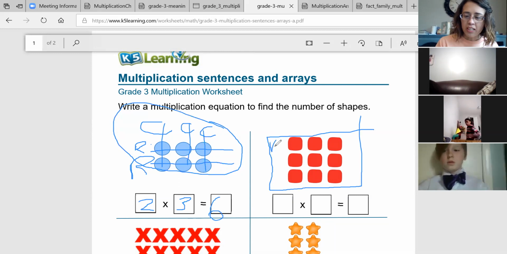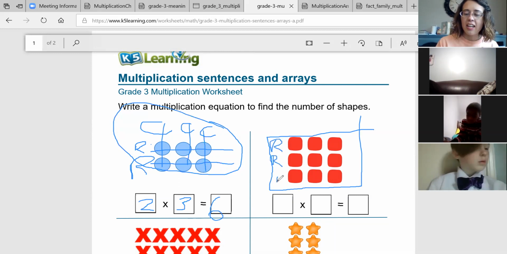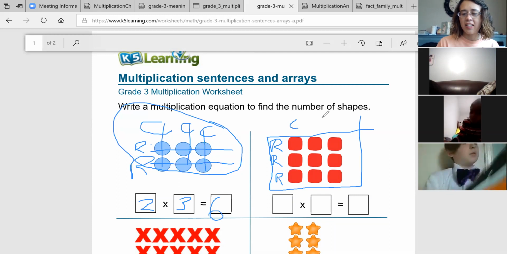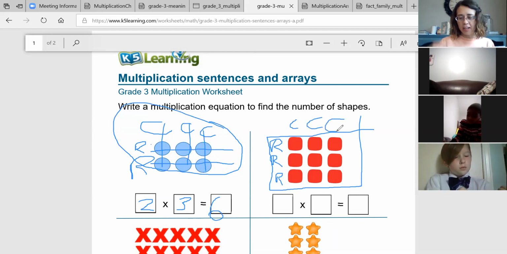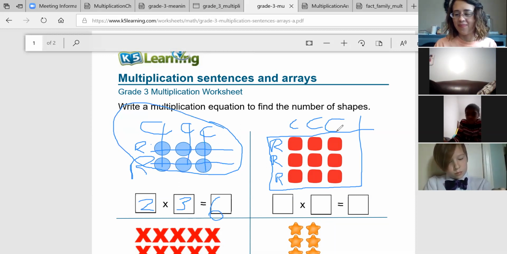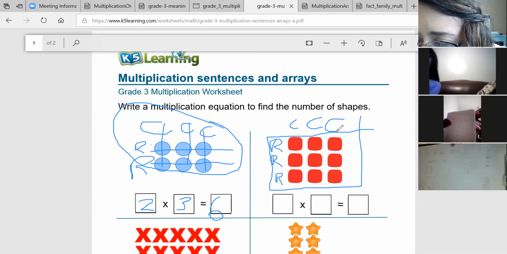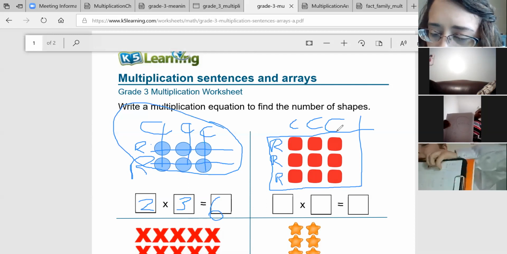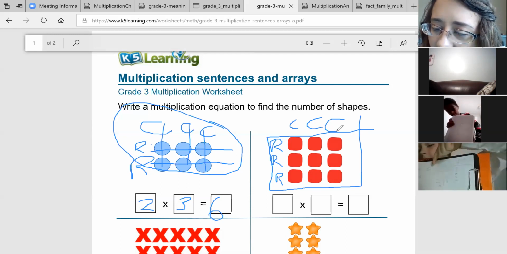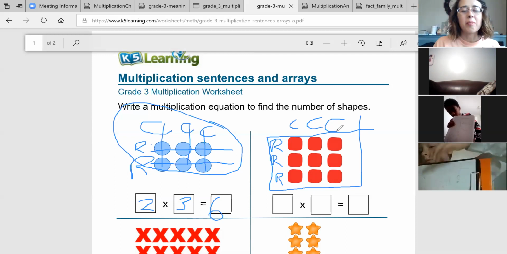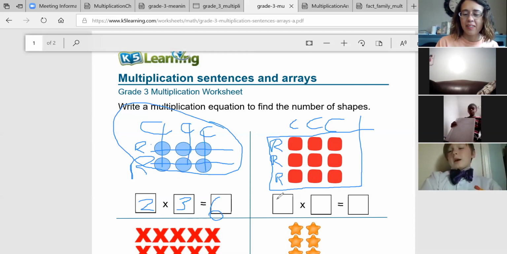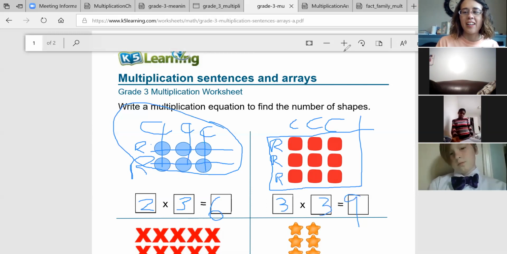Draw how many rows you see and how many columns. Then write your multiplication sentence and hold it up to the screen. Right here. Awesome job. And what is our multiplication sentence, everybody? 3 times 3 equals 9. Okay. We will do one more.